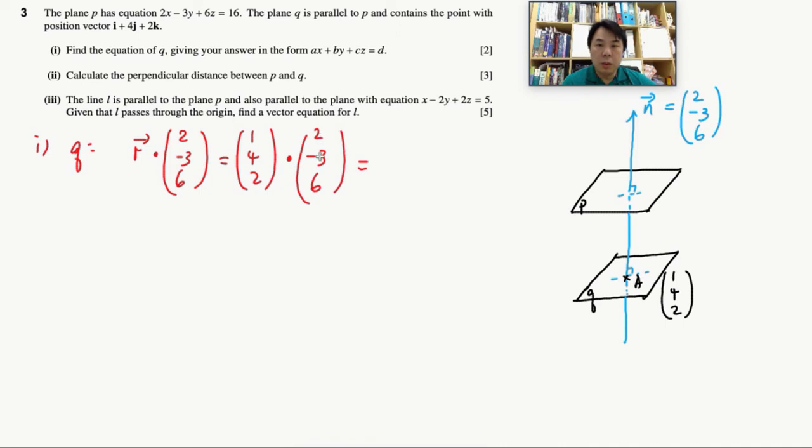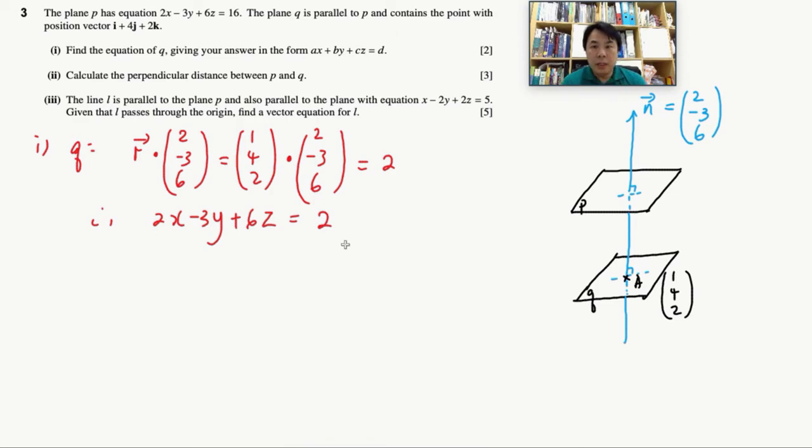That will be a 2, a -10, and then 12, that will be a 2 here. Therefore, the Cartesian equation for the plane Q is given as 2x minus 3y plus 6z must be equal to 2. Let me see. Yeah, correct. So that's number 1. We are done. It's quite a direct question here.